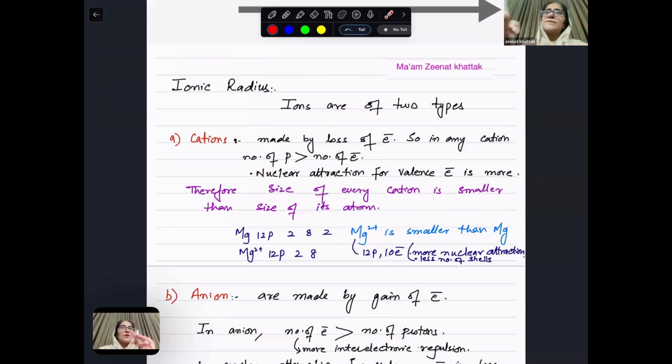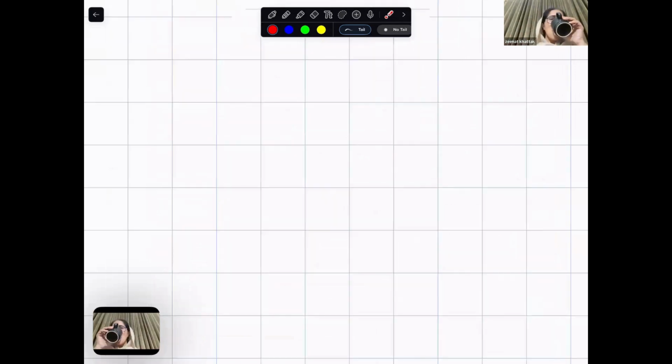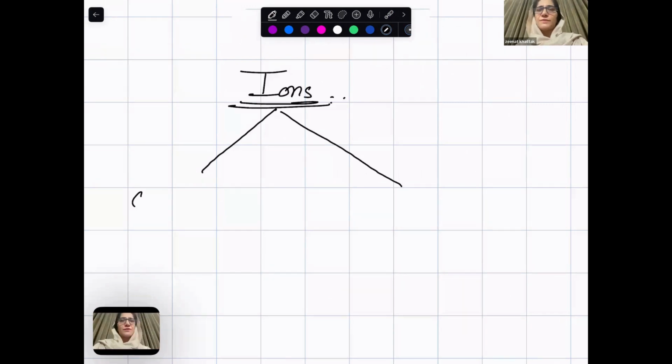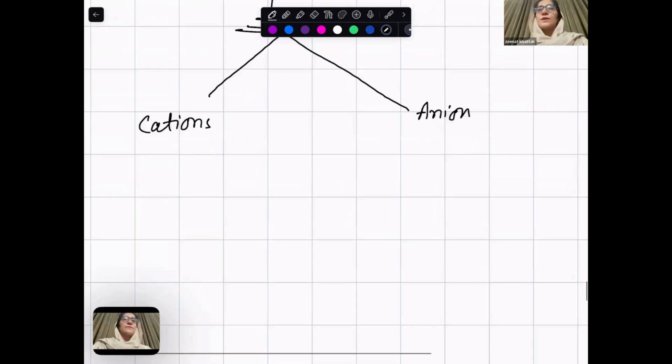Now, see, I'm going to explain this first. I hope you understand. Ionic radius. Ions are of two types. I'm explaining just cations and anions. Cations are made by loss of electron.